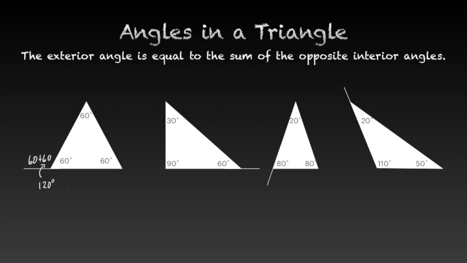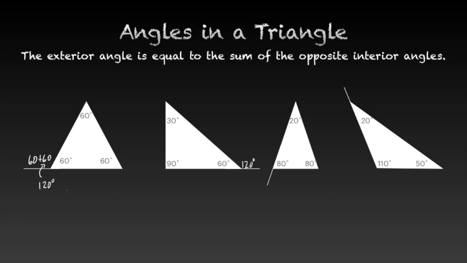Now for the next triangle, and this one is going to be a right triangle. So this is 90 degrees. So this angle right here is going to be the opposite of 60. So it's going to be 90 and 30. All right. So when you add 90 and 30, you're going to get 120. So similar to the other one. Now, as you can see, the line is also going to be a little bit different.